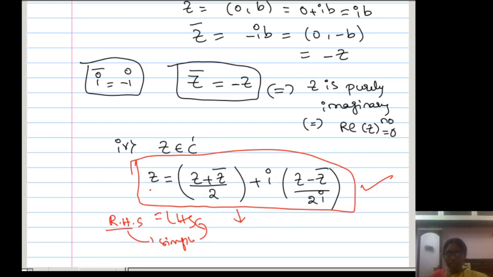So what is the meaning of this here? Every complex number you can write in this form. Z plus Z bar by 2 is the real part. Z minus Z bar by 2i is the imaginary part. Every complex number Z you can write, the real part is Z plus Z bar by 2. The imaginary part is Z minus Z bar by 2i. If you simplify, again you are getting the given complex number Z. So I have just written it in notation form.